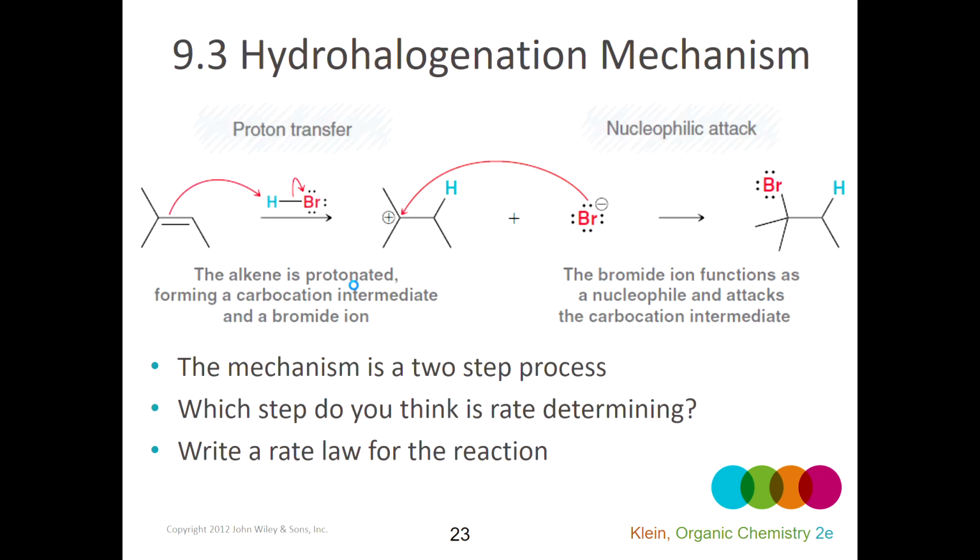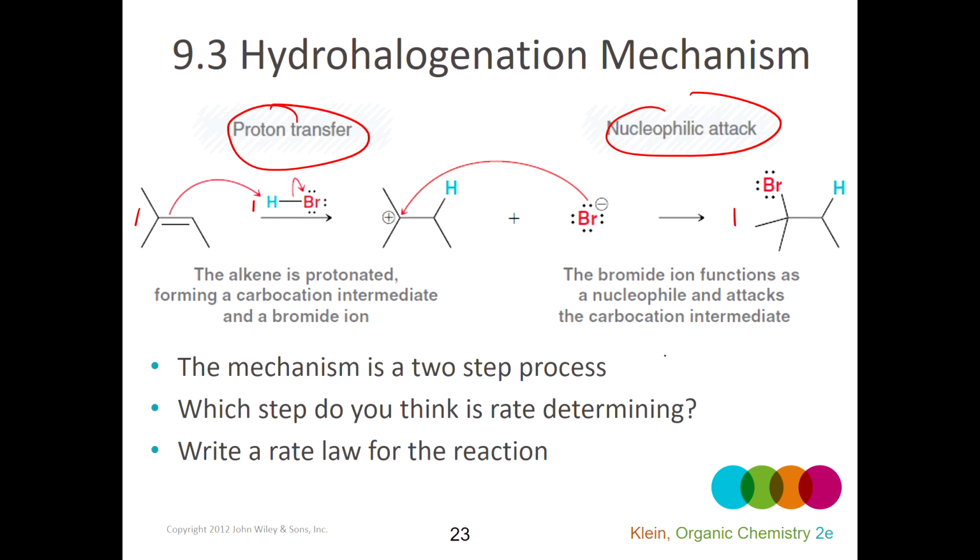So let's take a look at the mechanism. The mechanism here is a two-step process. As we showed earlier, the first step is where the pi bond picks up a proton. It's a proton transfer, one of the main four patterns we talked about. That produces a carbocation intermediate. Then the second step is nucleophilic attack. The nucleophile comes in and attacks that carbocation to form a new sigma bond there. So on net, we have two reactants and one product.